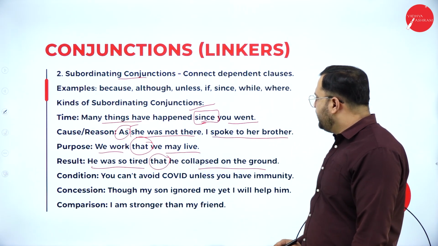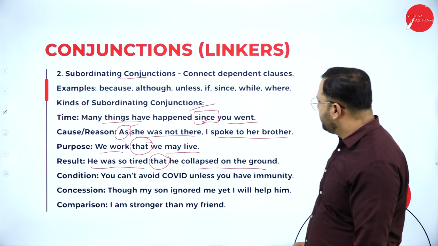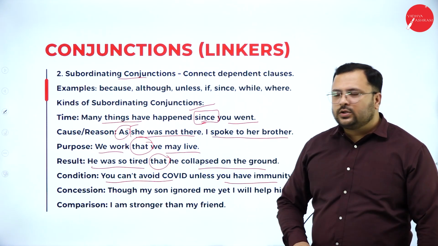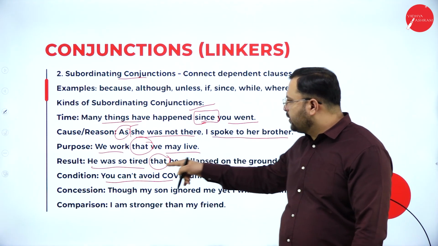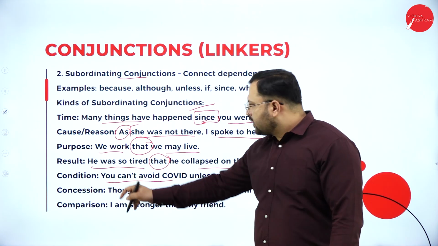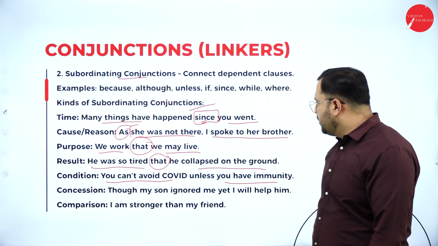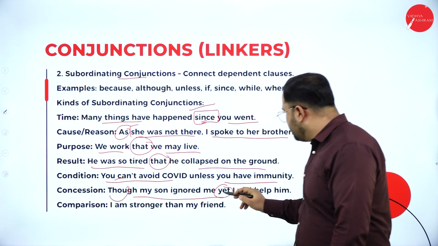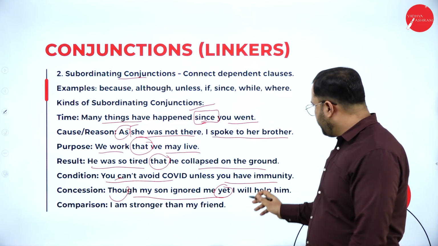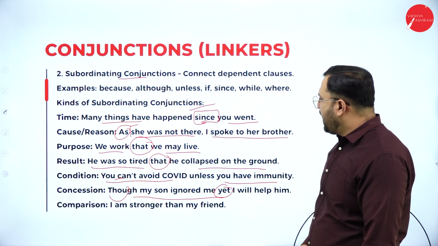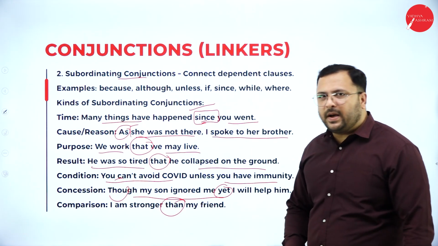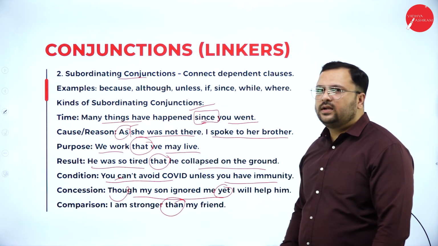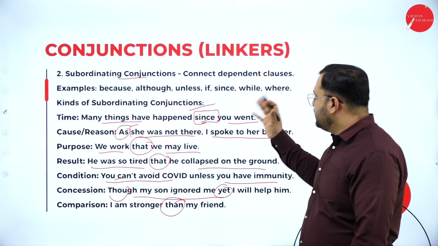Condition. You can't avoid COVID unless you have immunity. You can't avoid COVID, you have immunity. So if you have immunity, then only you can avoid COVID. Concession. Though my son ignored me, yet, though and yet come in a pair, I will help him. Comparison. I am stronger compared to somebody. I am stronger than my friend. These words which I have marked are conjunctions.